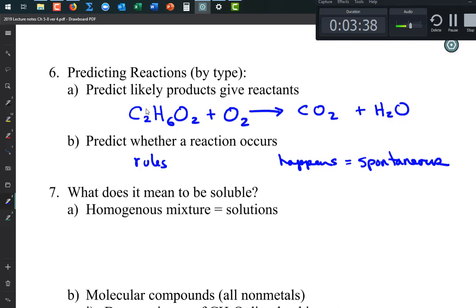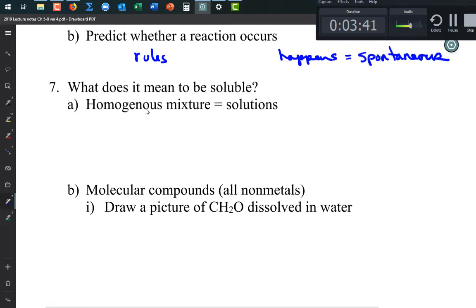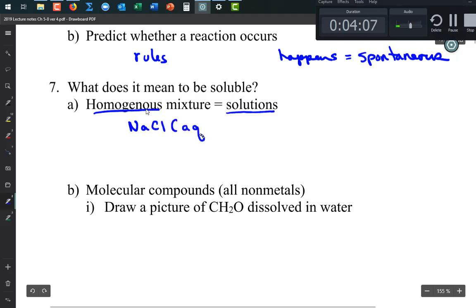So before we get into the whole predicting thing, okay, we need to talk a little bit about what it means to be soluble. So soluble means homogeneous mixture, or homogeneous in solution. So when you think about a solution, homogeneous mixtures might be things like sodium chloride in water. So NaCl, and then we have the state, so we'll say aqueous. That would make a homogeneous solution. Characteristics of things that are homogeneous, right? Same composition.